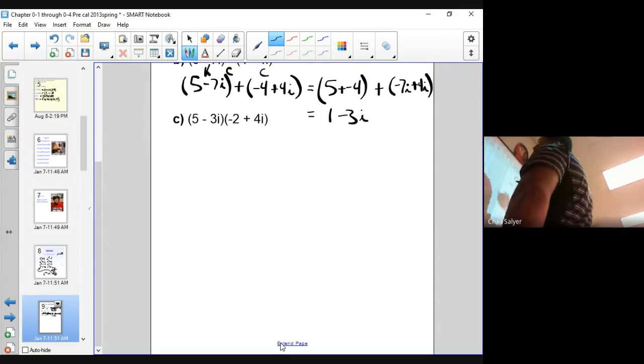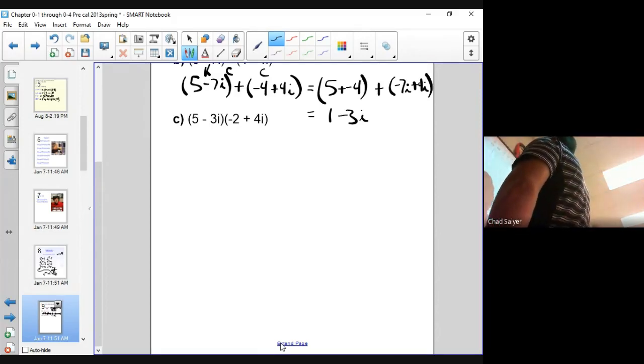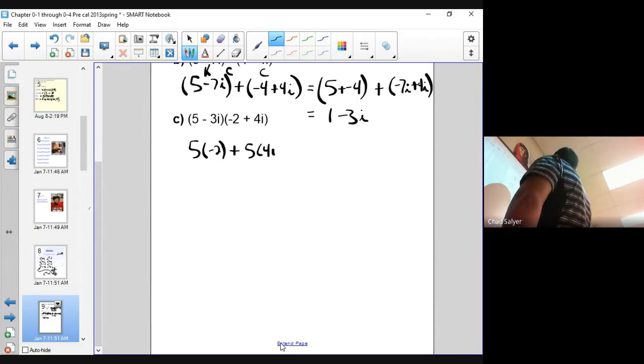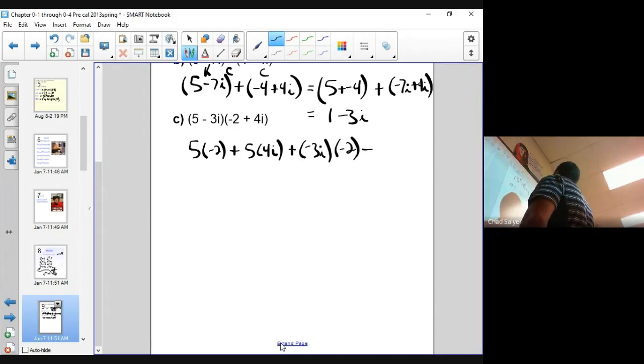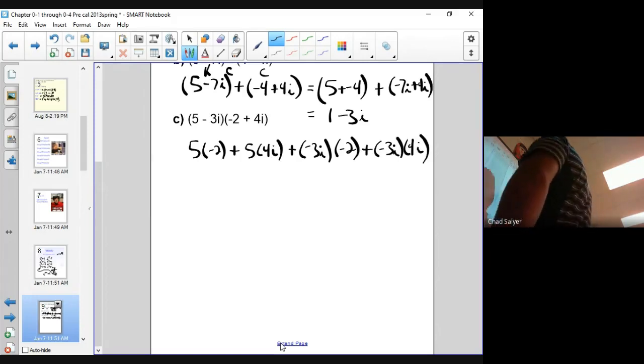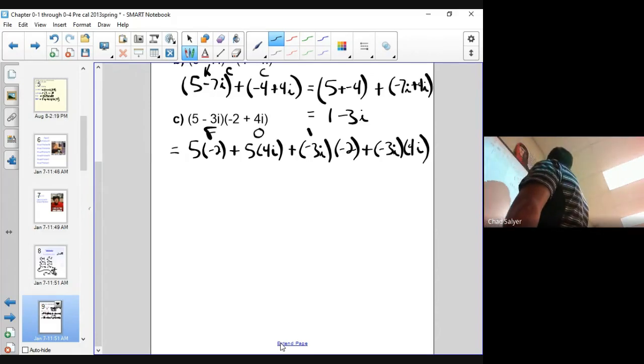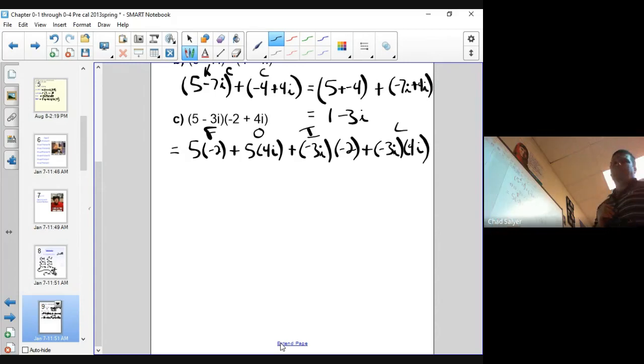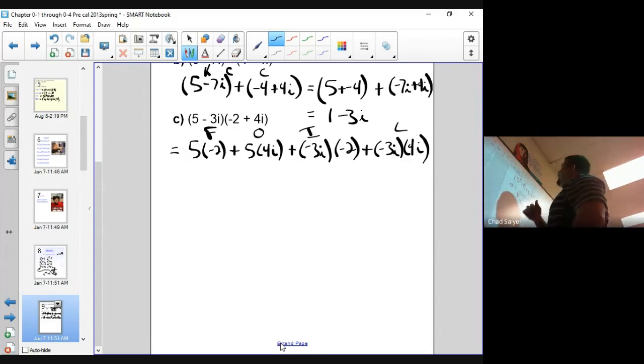Okay, now let's do part C, which is multiplying complex numbers. So we're going to use the old FOIL trick. First times first, outer times outer, inner times inner, and then last times last. So FOIL. It's a way to multiply two binomials. How many wheels in a bicycle? 2. How many terms in a binomial? 2. So if you're multiplying two binomials, two numbers that have two parts, you can use the FOIL method like so.